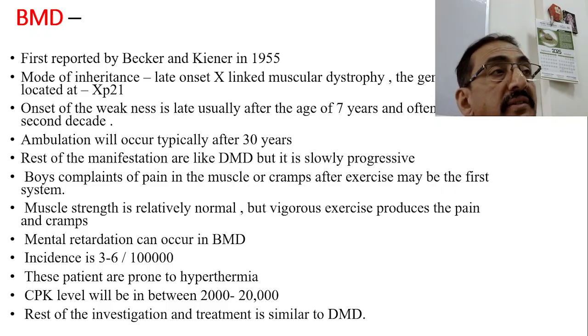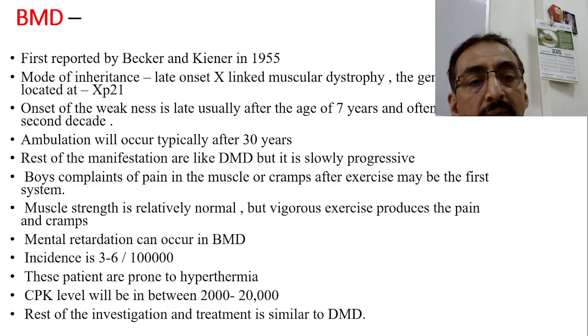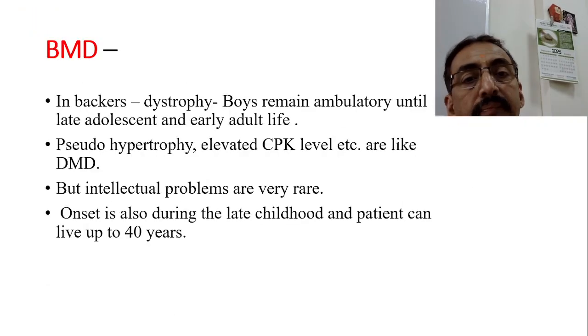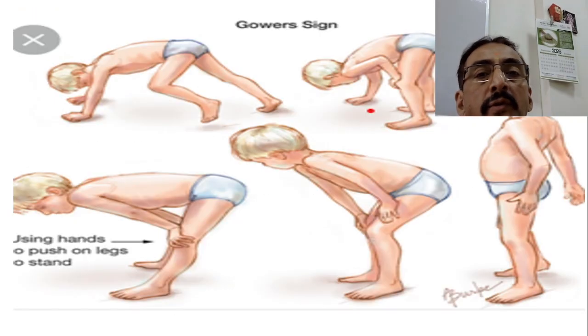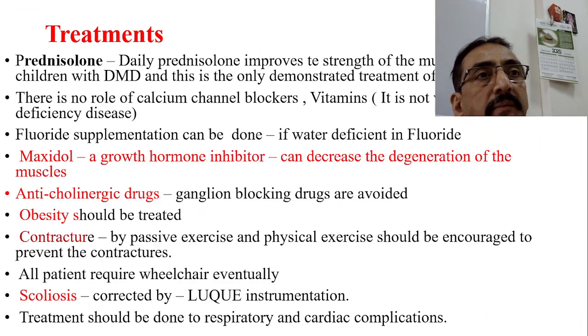Okay, incidence is 3 to 6 in 1 lakh, about 1 in 25,000, which is less. These patients are prone to hyperthermia, and the CPK level will be between 2,000 and 20,000, again quite less compared to DMD. The rest of the investigation and treatment is similar to DMD. So this is Gowers sign, and these are ambulated patients. Now this is all about the treatment aspects of muscular dystrophy.